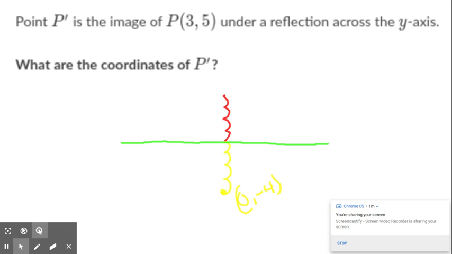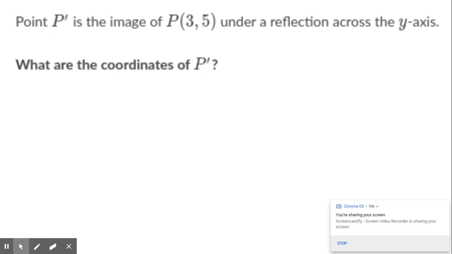Finally, the last one to take a look at here, point P is the image of P at (3, 5) under reflection across the y-axis. Well, again, I don't have a coordinate plane here, so let me try to sketch one real quick. So if I sketch myself a coordinate plane, point P is at 1, 2, 3, 1, 2, 3, 4, 5. So here's point P at (3, 5).